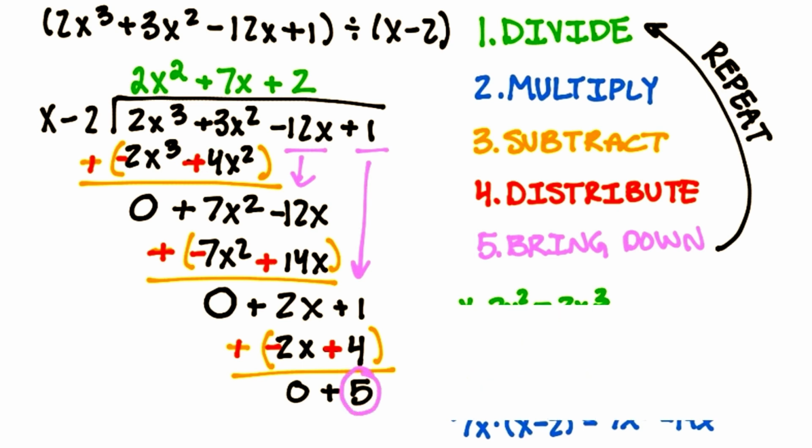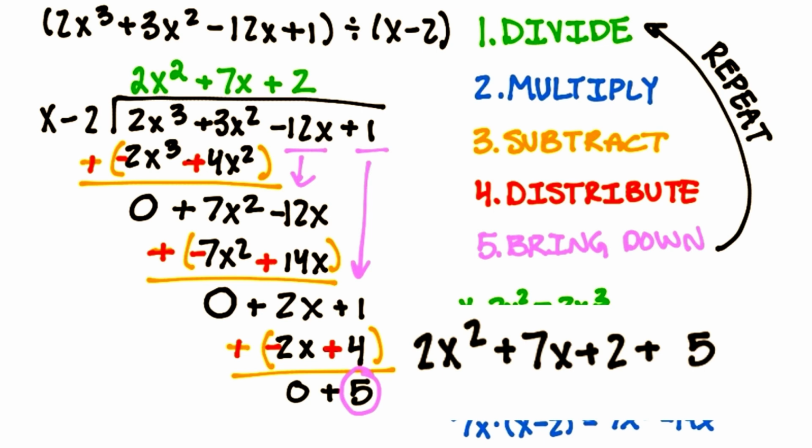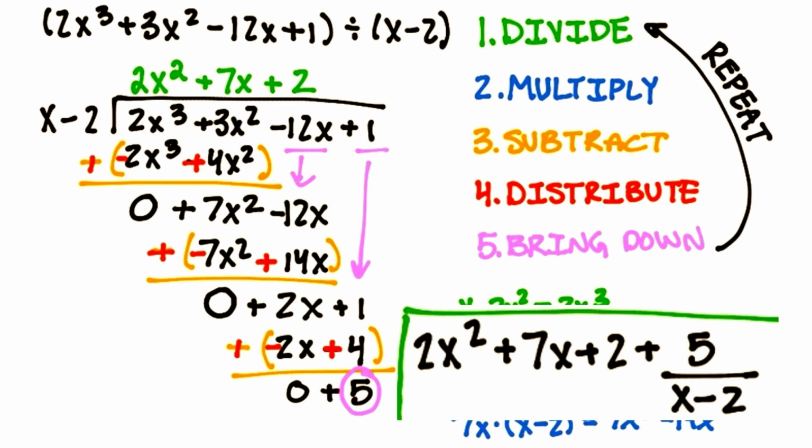So the way you write the solution is 2x squared plus 7x plus 2 plus 5, which is the remainder, and you divide that by the divisor. So x minus 2. That is our final answer.